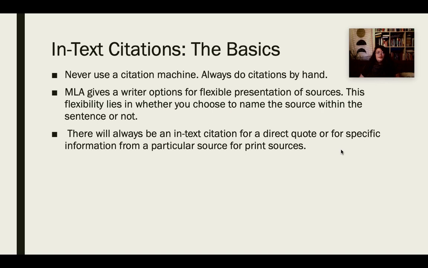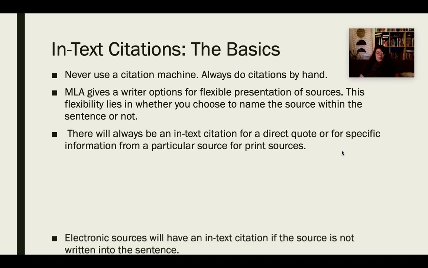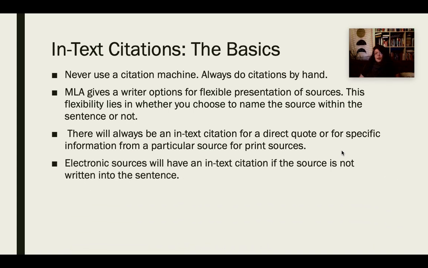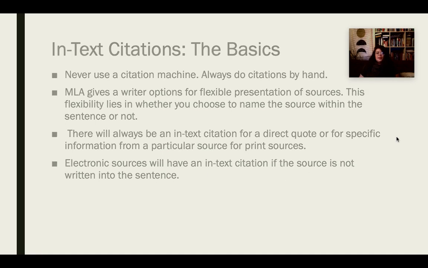There will always be an in-text citation for a direct quote or for specific information from a particular source for print sources. Now, these rules sound really confusing, but we're going to look at examples of them in a second. Lastly, electronic sources will have an in-text citation if the source is not written into the sentence. And really, that should say the electronic source will have an in-text citation if the source is not written into the sentence and does not have an author. So we'll look at what that means here in a second.